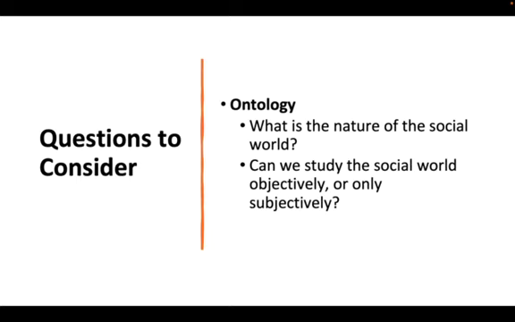Here are other questions to consider as we go along. The first one has to do with one of the big words in our course, ontology. In other words, ontology refers to what the nature of the social world is. What is our environment like? And how can we explain it? Indeed, can we study the social world in an objective fashion or only subjectively? Objective here refers to taking opinions, feelings, emotions out of our judgment about the world, and subjectively refers to keeping those things in our mind as we make judgments about the world.